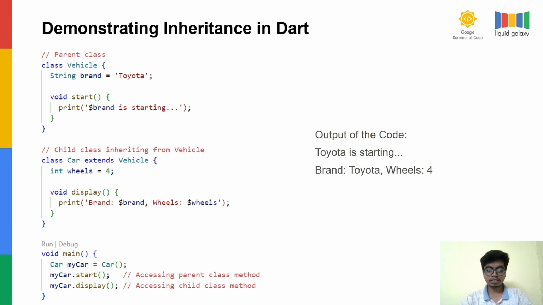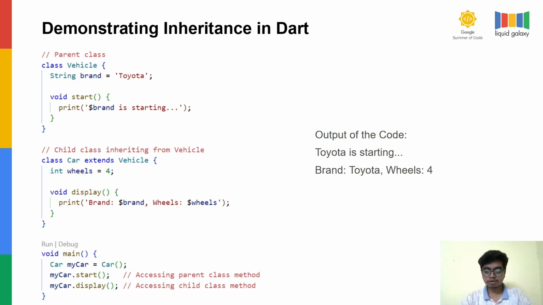And there is a special variable here, wheels. This wheels property is applicable for the car class only. I hope you have understood it. Now in the main function, I'm creating an instance of a car variable, and now I am calling the start and display method.